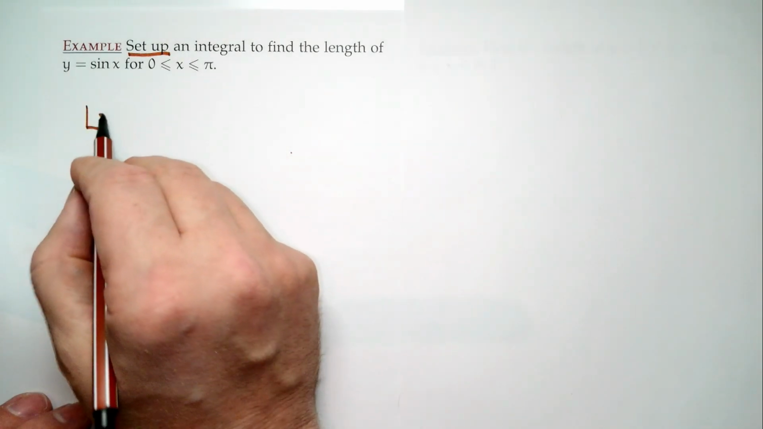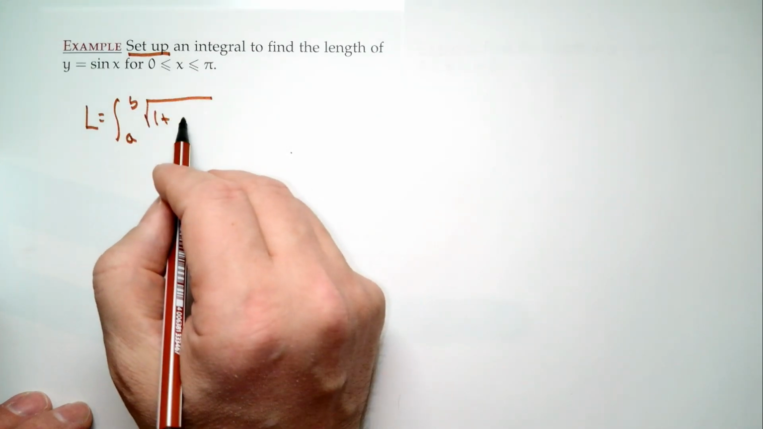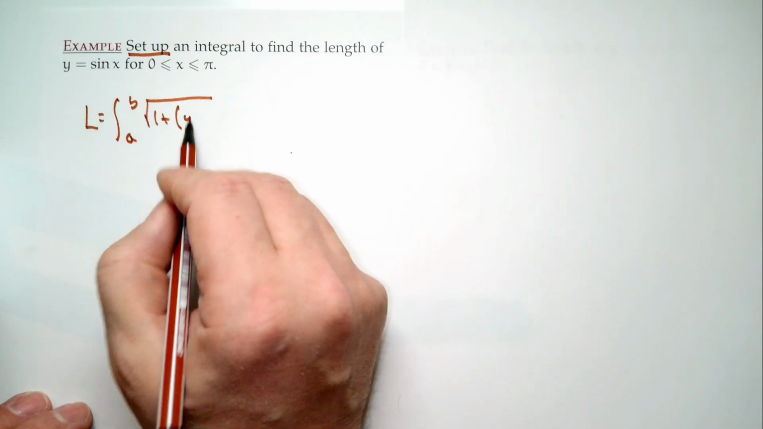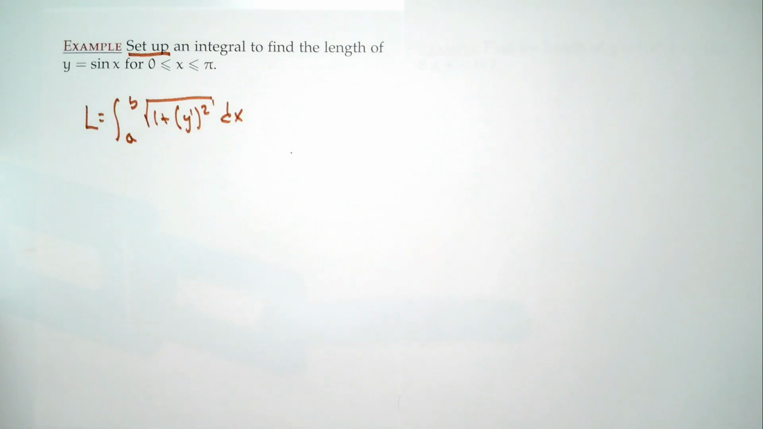All right. So we have our length is the integral from a to b of the square root of 1 plus y prime squared dx. Because I can think of another way to write the derivative as y prime.